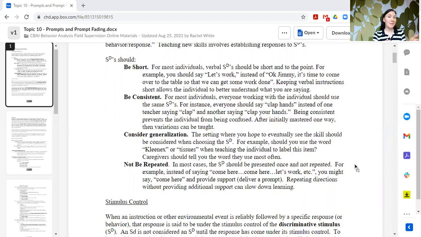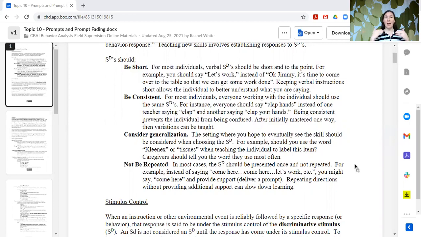Speaking of generalization, we want to consider what is going to generalize in the natural environment and teach the language that is going to be used. Should we teach tissues or Kleenex? Should we teach bathroom or restroom? Look at the natural environment, the home, the community where this individual will need to use and respond to those cues, and choose what's going to fit best. And then you can additionally generalize to other cues, but you want to start by teaching the ones that are going to be most impactful.